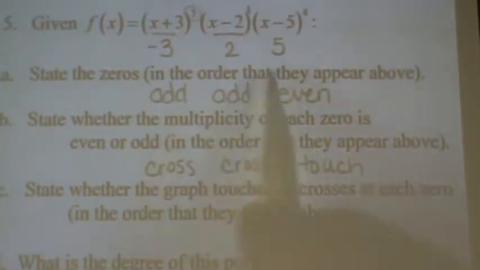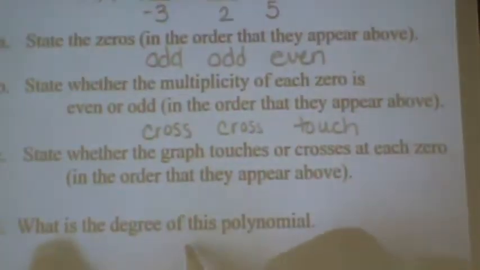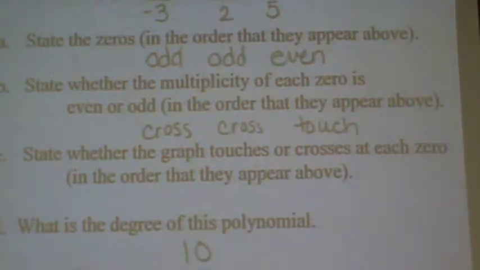Tell me the degree of the whole polynomial. All you do is add these up. 5 and 1 and 4 is 10. Questions?